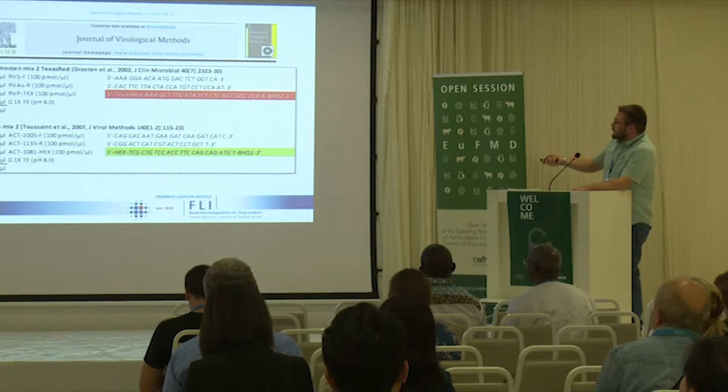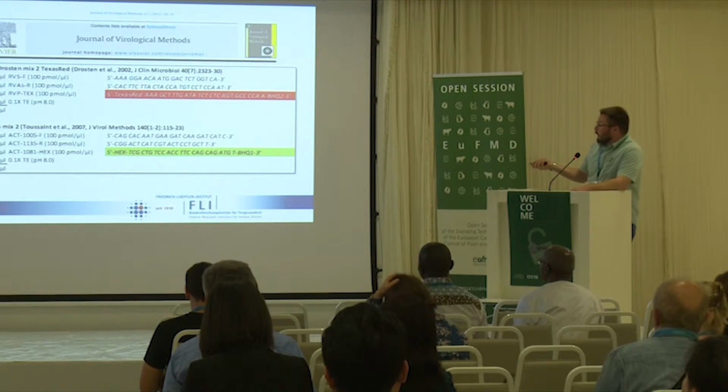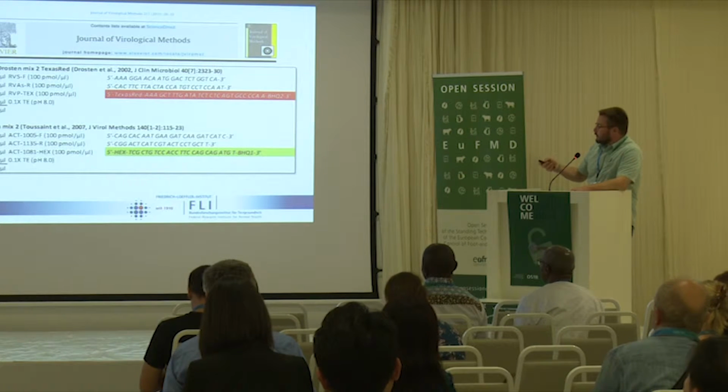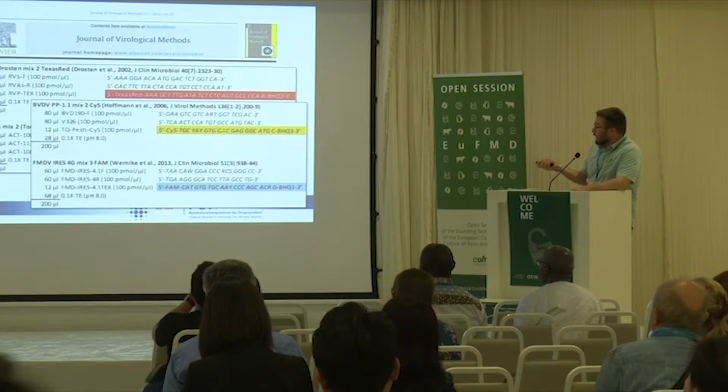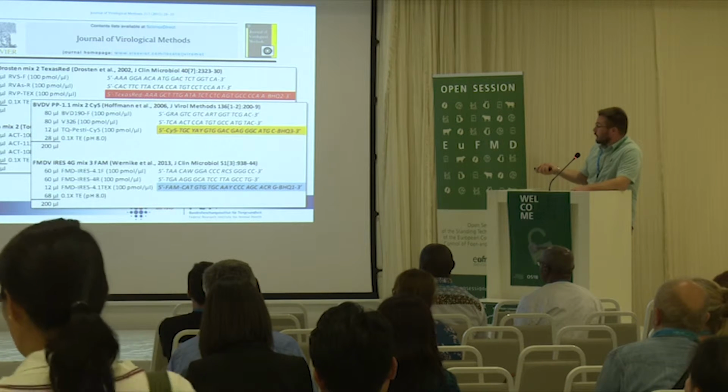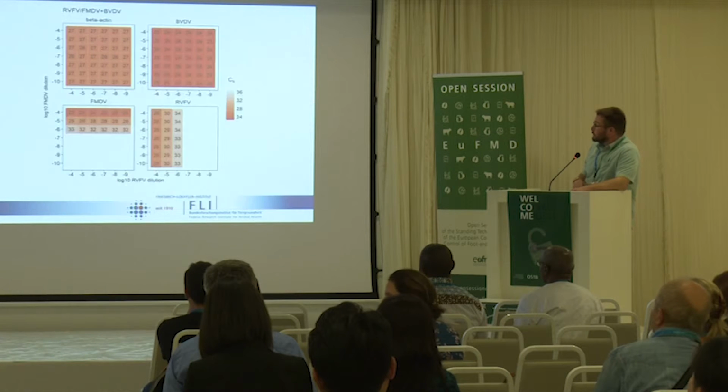We have Rift Valley fever in the Texas red channel now. We have the very common internal control beta-actin. Then we have one channel for the BVDV and one channel for FMDV.